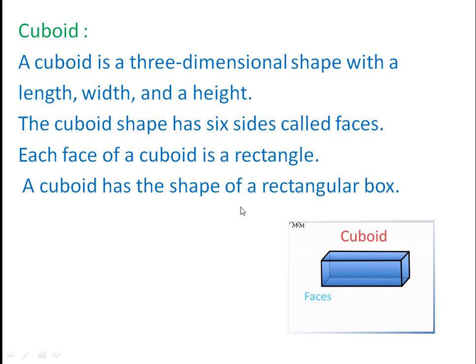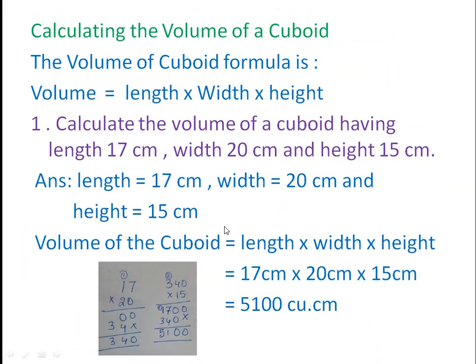A cuboid has the shape of a rectangle box. See here, six faces are there, corners are there, and also edges are there for a cuboid. Okay, this is all about the cuboid. A cuboid is a three-dimensional shape with a length, width, and a height. Now we go to the concept of calculating the volume of a cuboid.